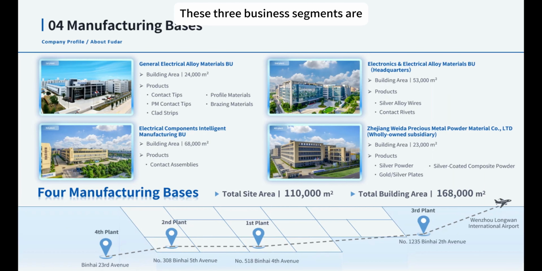These three business segments are supported by four manufacturing bases. Together, they cover a total site area of approximately 110,000 square meters and a total building area of around 168,000 square meters. As a general electrical alloy material business unit, we produce contact tips, powder metallurgy contact tips, glass strip, profile materials, and brazing materials.